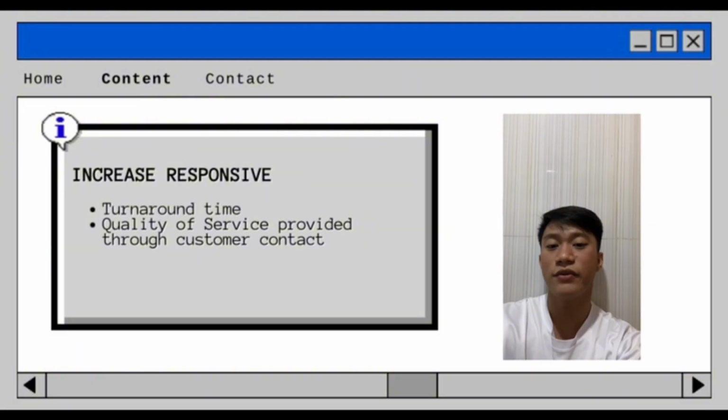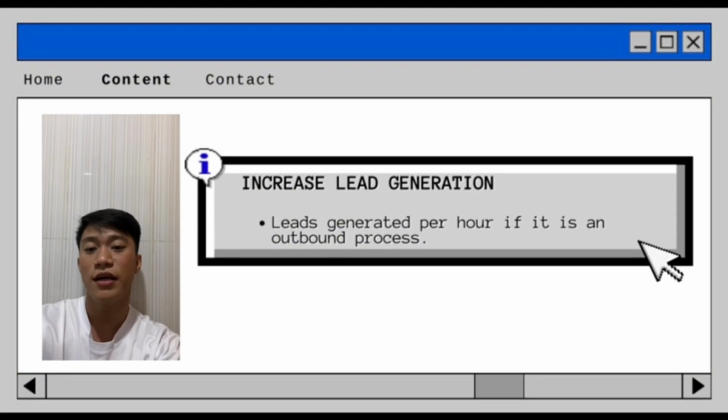Fourth, we have increasing responsiveness. This means improving how quickly and effectively the team responds to customers. It focuses on reducing turnaround time and ensuring high-quality service during customer interactions. We have the last one, increase lead generation. This focuses on boosting the number of potential customers. For outbound processes, it measures how many leads are successfully generated per hour.